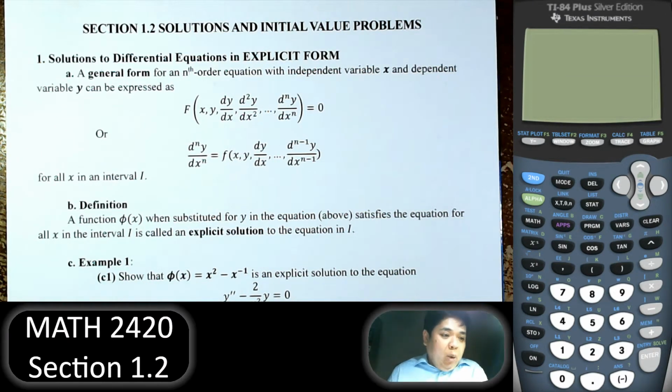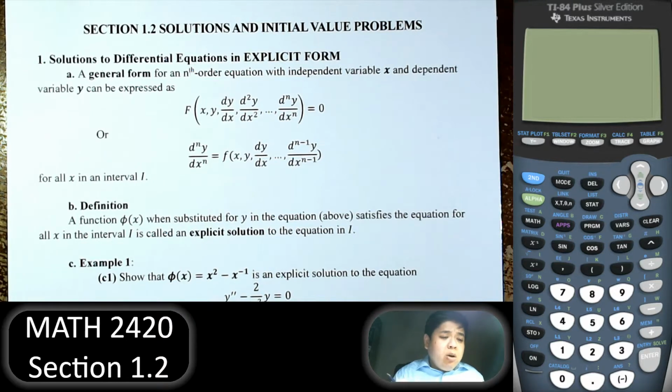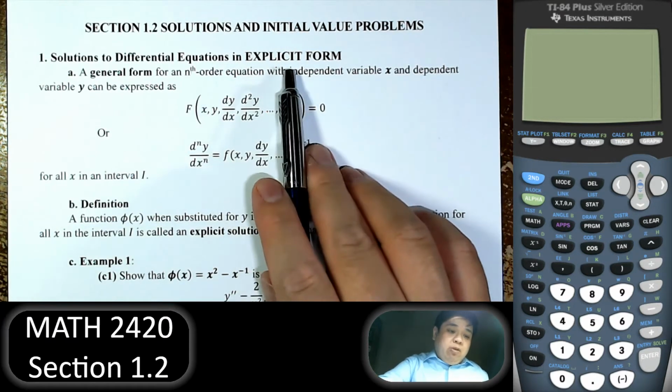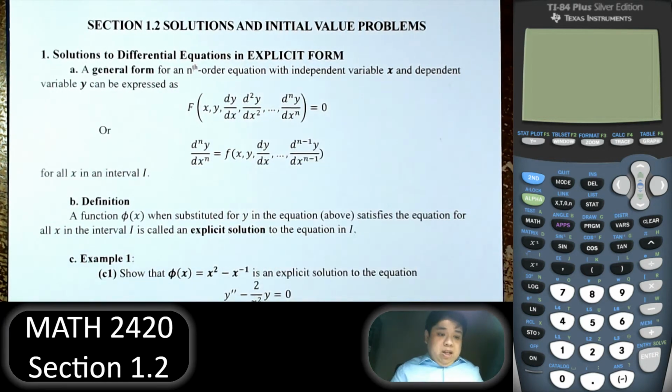Hi everybody, we continue in differential equations, section 1.2, solutions and initial value problems. Earlier we defined what a differential equation is. Now we focus on the solution of those equations. The solution of a differential equation is going to be a function of the dependent variable, and a function can be represented in explicit form or implicit form.